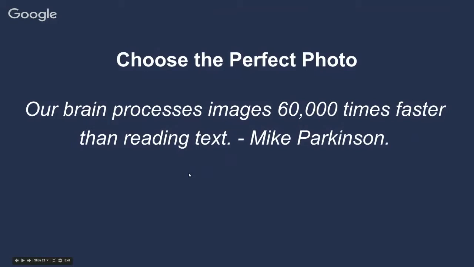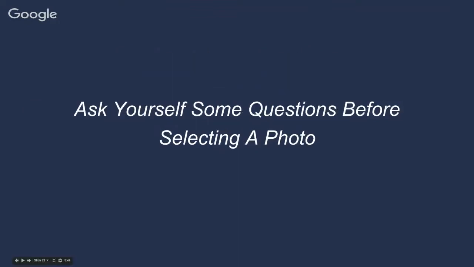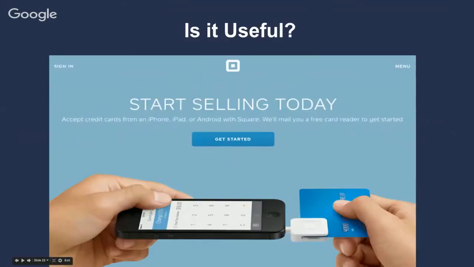Choosing the perfect photo. Our brain processes images 60,000 times faster than reading text. Mike Perkinson, a fellow scientist, has researched this, so he knows what he's saying. So ask yourself some questions before selecting a photo. Start off with, is it useful? If you use a meaningful photo, it will help users understand the theme and point of the content much faster and more easily.